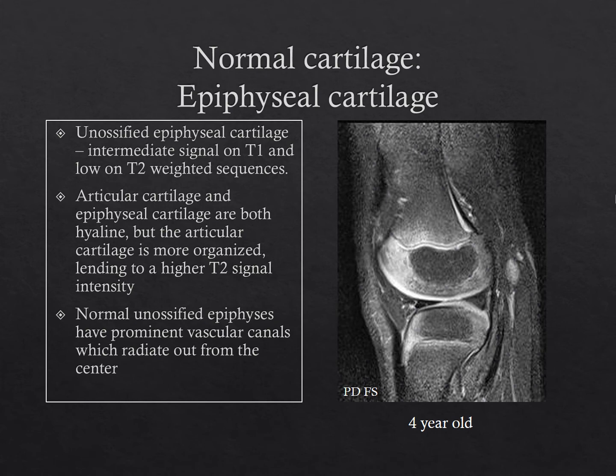Unossified epiphyseal cartilage is comprised of disorganized hyaline cartilage, which binds water poorly. Therefore, it is of intermediate signal on T1 and fairly heterogeneous or low signal on T2 weighted images. Some areas are relatively higher in signal on T2, which is normal. The adjacent articular cartilage is more highly organized hyaline cartilage, and so is brighter on T2 weighted images and is clearly distinguished here.